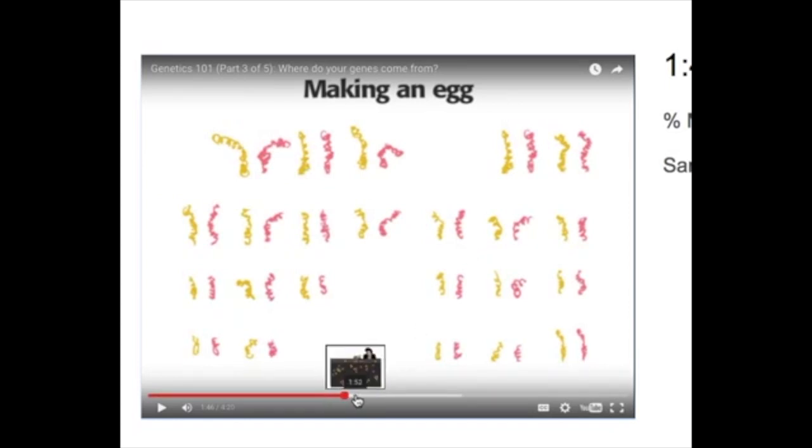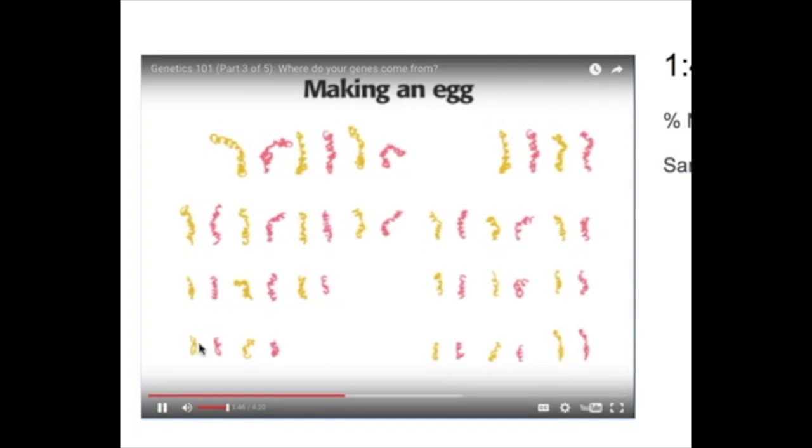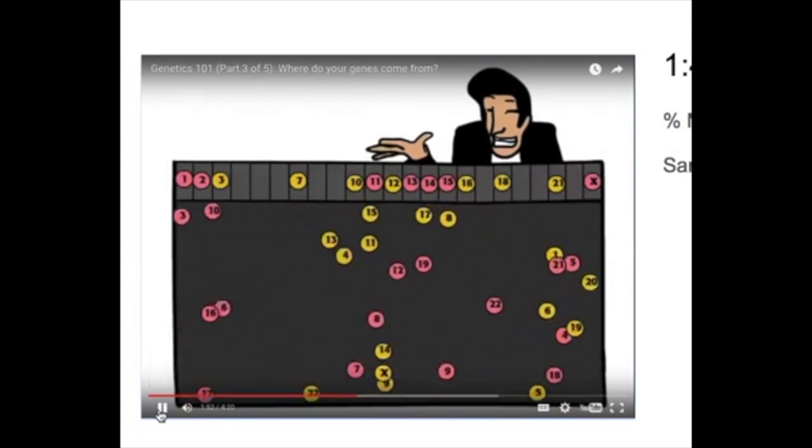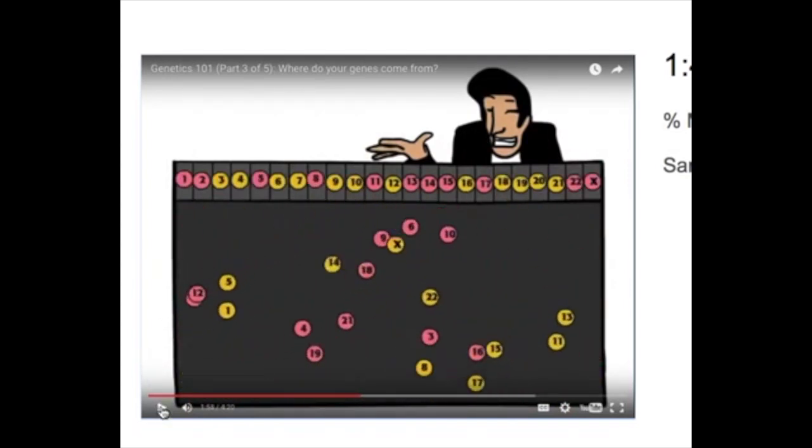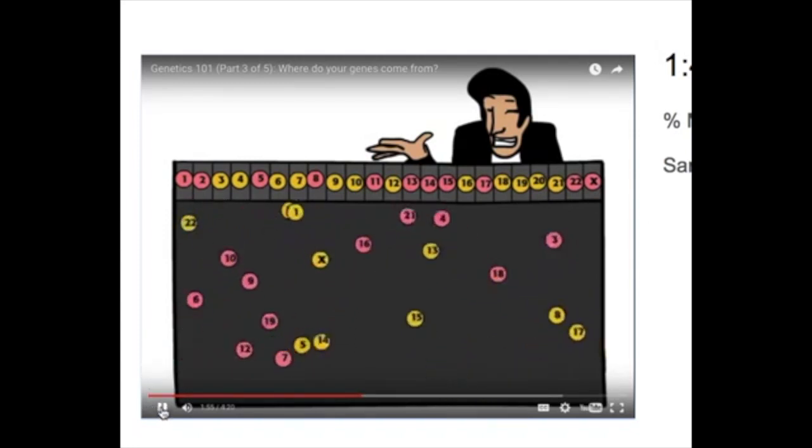Now this is where it gets really interesting. When she does that, we don't know which one from each pair will go in her egg cell. There might be a yellow and a red. So her egg cell might be something like this. She has only one now instead of a pair, and these represent essentially one from each pair. So she ends up with 23 chromosomes, one from each of her original pairs, but it's a complete variety of which one she gets.